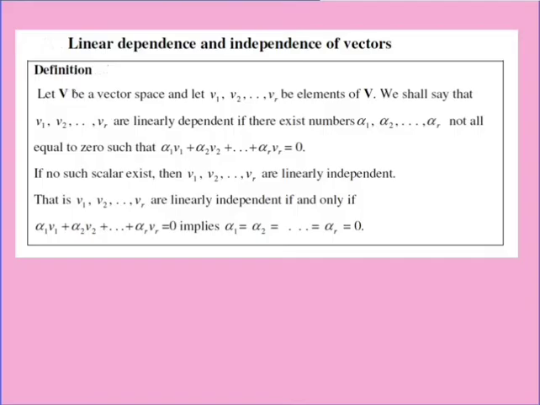For example, let V be a vector space, capital V. If v1, v2 up to vr are elements of the vector space, we shall say that these vectors are linearly dependent if there exist numbers alpha 1, alpha 2 up to alpha r not all equal to 0. That means one of them must be non-zero such that the linear combination is 0.